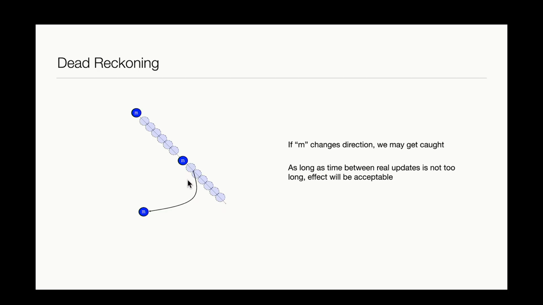Of course, if they turn at some point between here and here, our guesses will be wrong, but we can fix our guess later on.